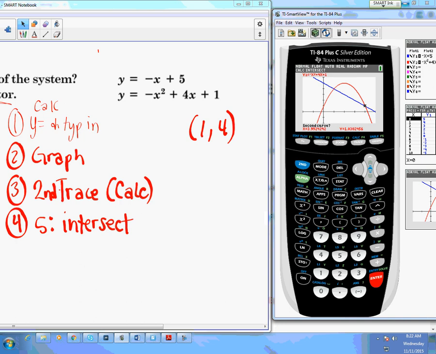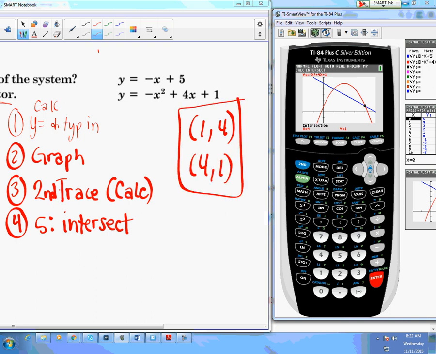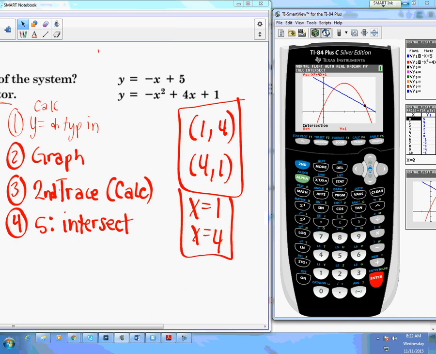And the second curve, it looks like I'm still there. Sometimes you have to move. Press enter again. Looks like it's still there, and so we press enter again. So it's our second solution. Another way you can write these, you can write them in both forms, x equals 1 and x equals 4, the x values.